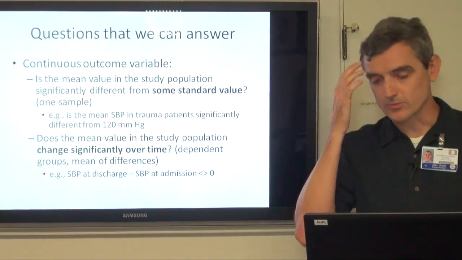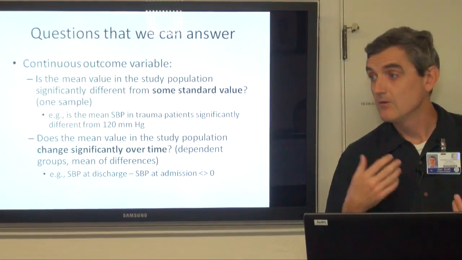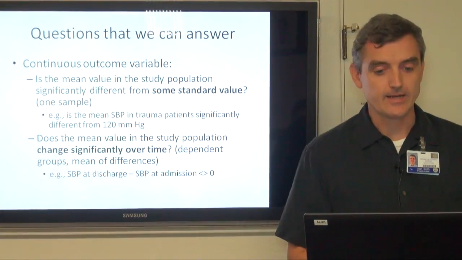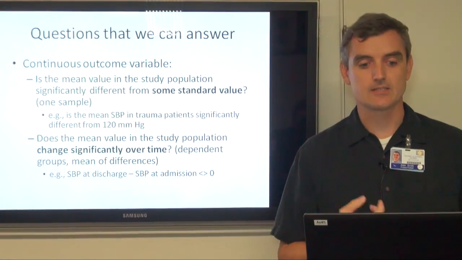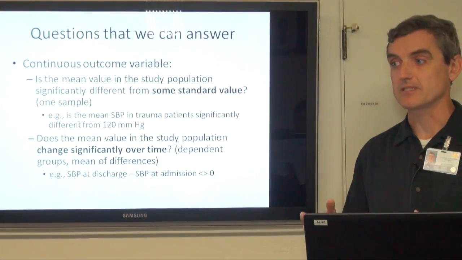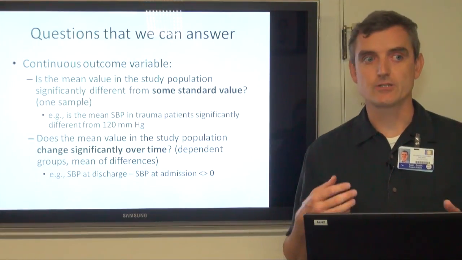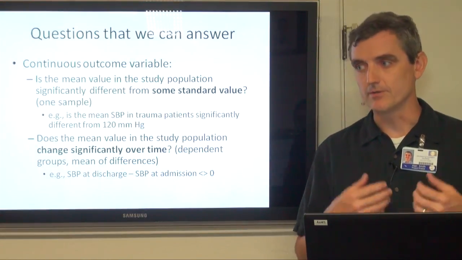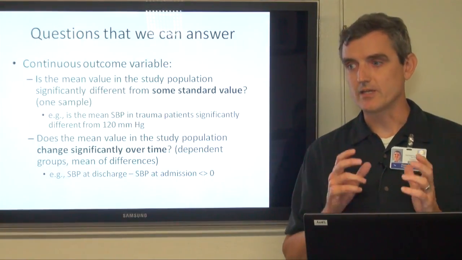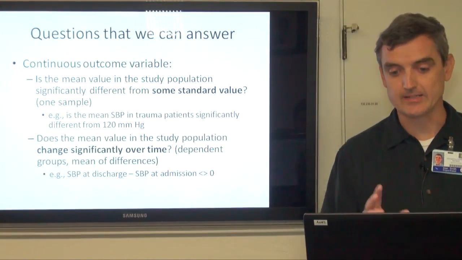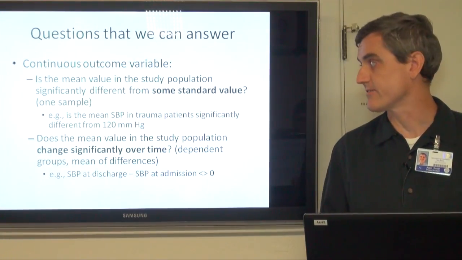But there's a number of questions we can answer with inferential statistics. If we have a continuous outcome variable, we can look at a mean value in our study sample and decide if it's significantly different from some standard value. So say if there's a national estimate of blood pressure or something like that, we can compare our sample to that and make some judgment about whether it's statistically significantly different than that.